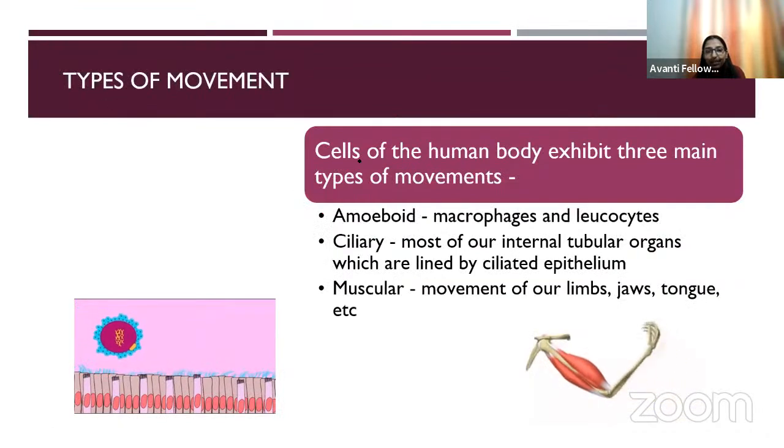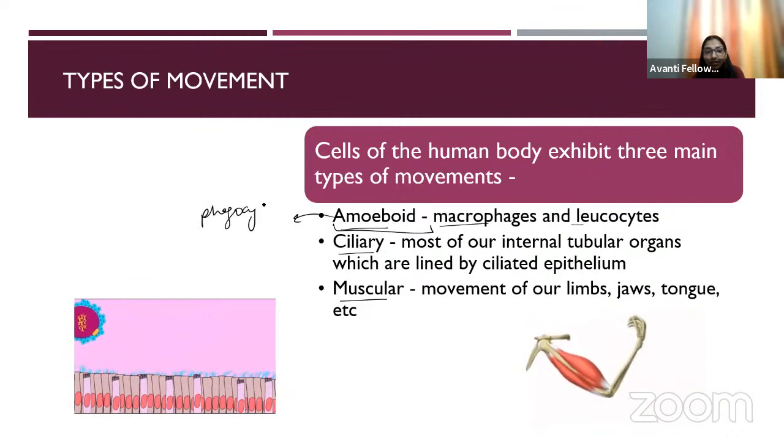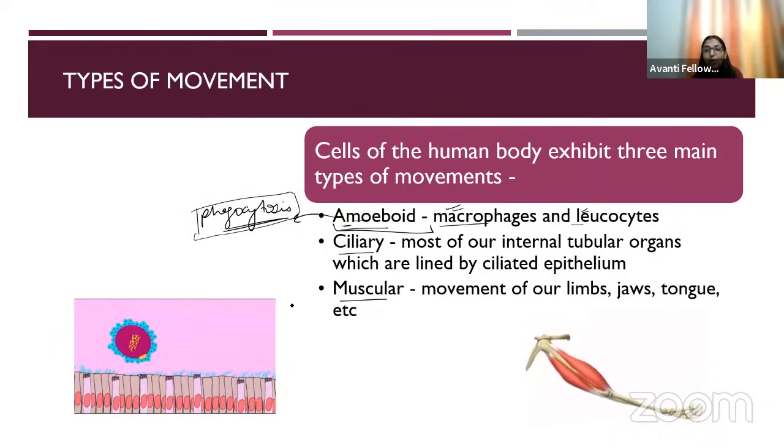There are types of movement. Cells of the human body exhibit three types of movement: amoeboid, ciliary, or muscular movement. Amoeboid is shown by macrophages or leukocytes like neutrophils, through phagocytosis, the engulfing of foreign particles, which is shown by macrophages or the monocytes or neutrophils of the leukocytes. They show phagocytosis, which is one of the features of amoeba. That is why it is called amoeboid movement.